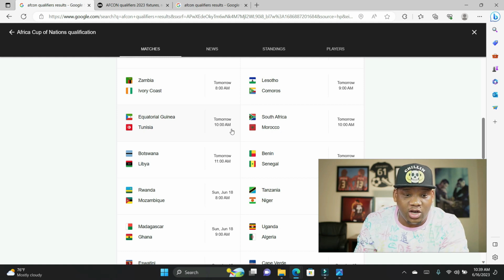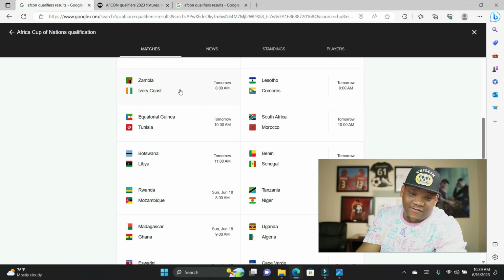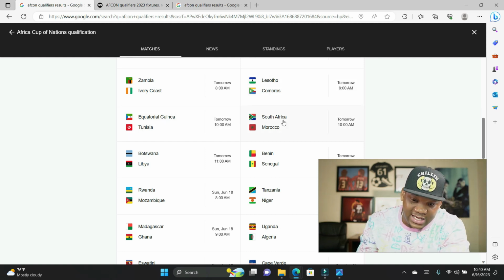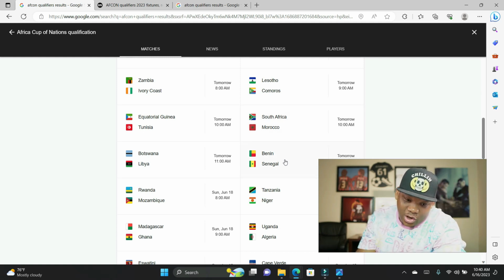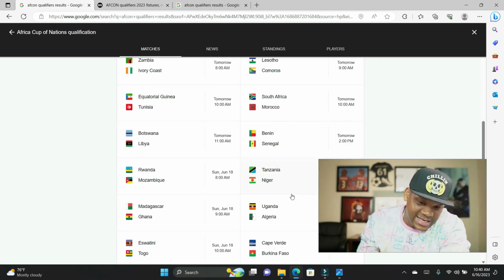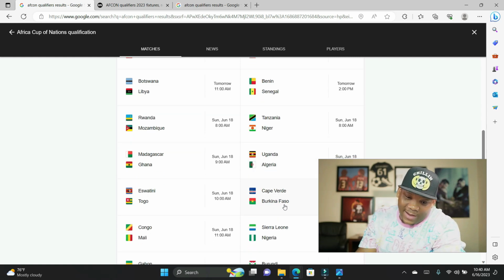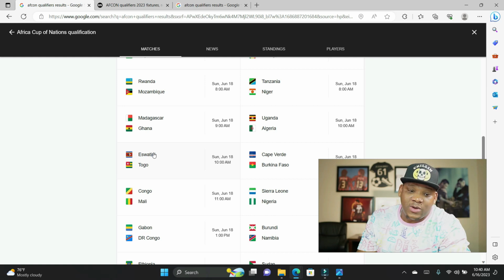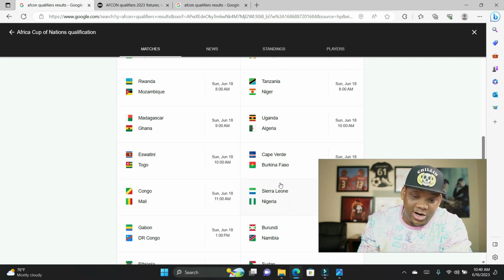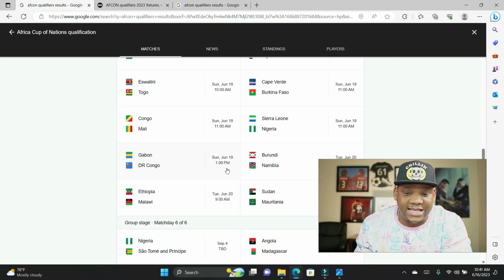But starting on Saturday, we have Zambia hosting Ivory Coast, Lesotho facing Comoros, Equatorial Guinea, Tunisia, South Africa, Morocco, Botswana, Libya, Benin and Senegal, Rwanda, Mozambique, Tanzania, Niger, Madagascar, Ghana, Uganda, Algeria, Cape Verde, Burkina Faso, Eswatini, Togo, Congo, Mali, Sierra Leone, Nigeria. Those are the Saturday and Sunday matches.